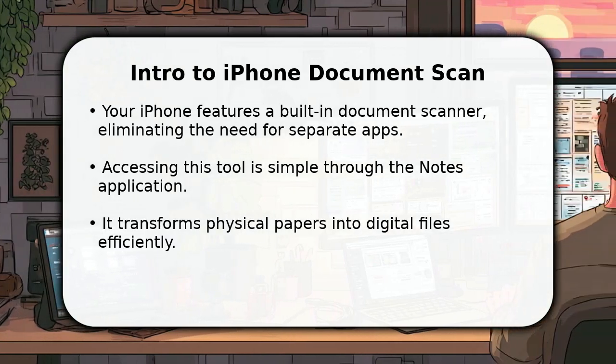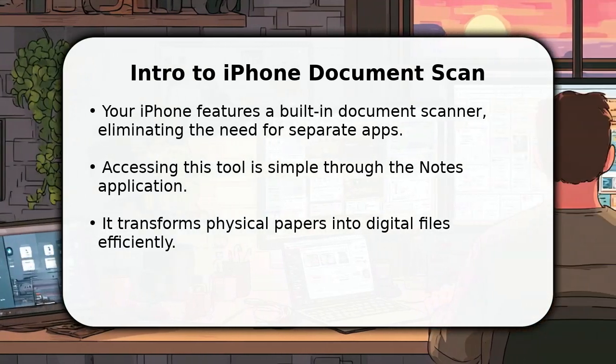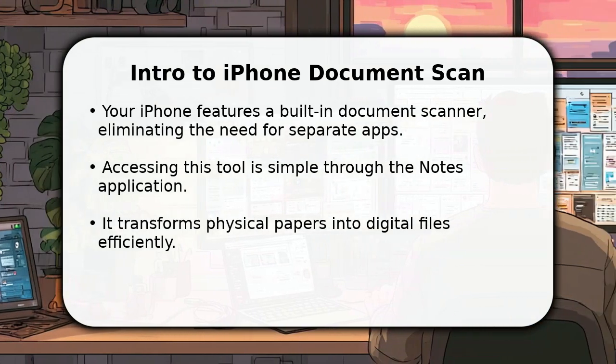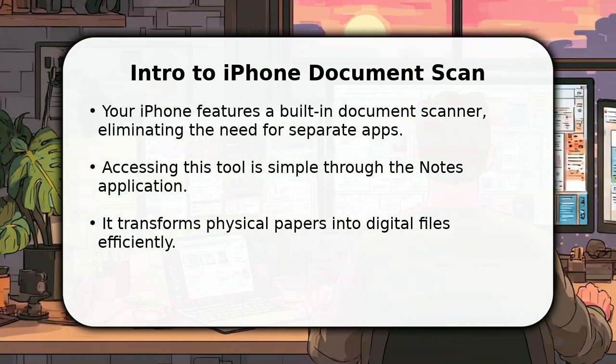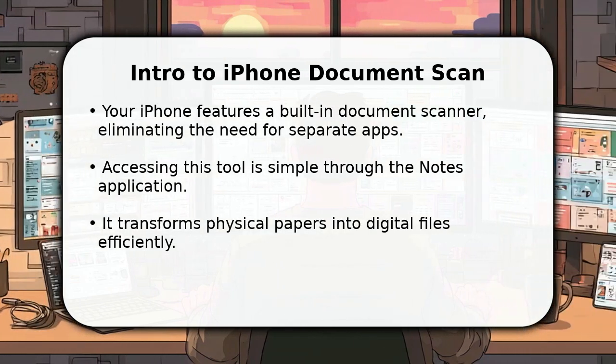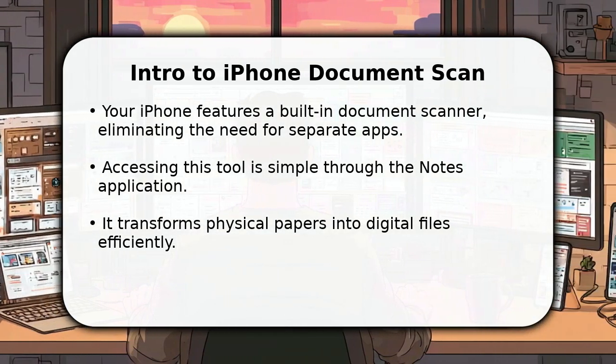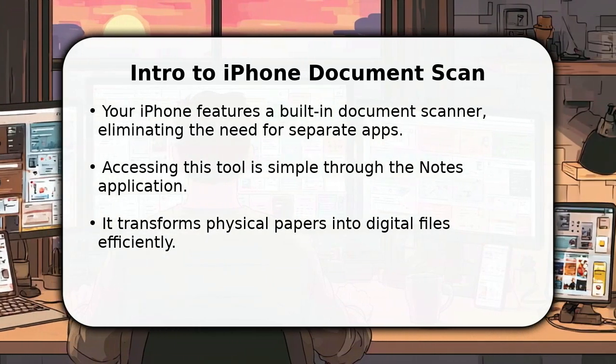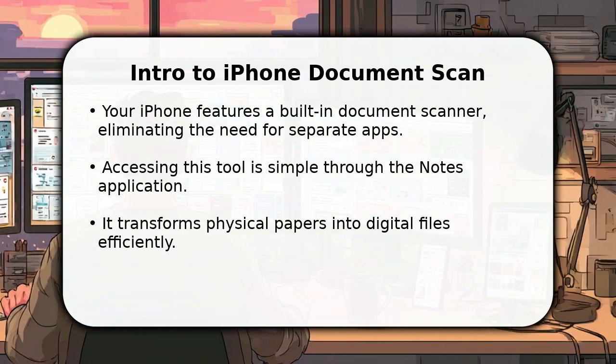Enjoy the video. In this video, I will explain how to scan documents to iPhone. First, open the Notes application on your device. You can easily find it by swiping down and typing Notes into the search bar, making it super accessible. This built-in feature is incredibly convenient, turning your phone into a powerful portable scanner.